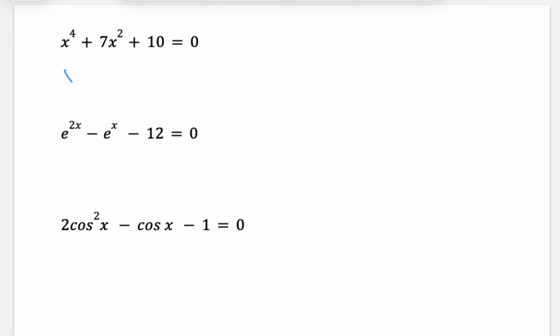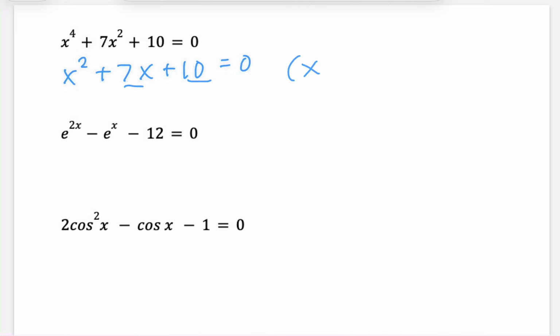If we think about this like the equation x squared plus 7x plus 10 equals 0, we know that is a trinomial with a leading coefficient of 1, and so all we have to do is find two numbers that multiply to 10 and add to 7, and that would be 5 and 2.